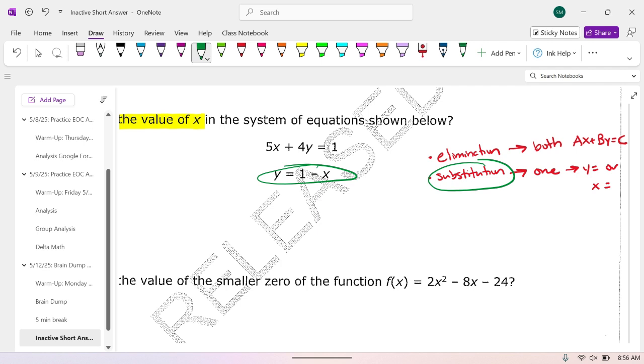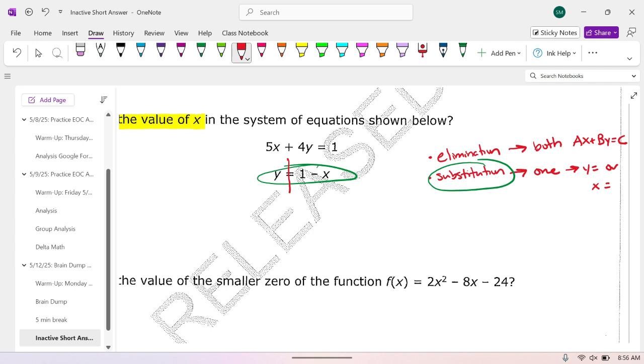Now, if we're using substitution, what does that imply? We're doing what? It's in the name. We're substituting. All right, so in other words, we're substituting one variable for an expression. Now, looking at what I just circled in green, the y equals 1 minus x, we want a singular variable that we're going to replace with the expression.